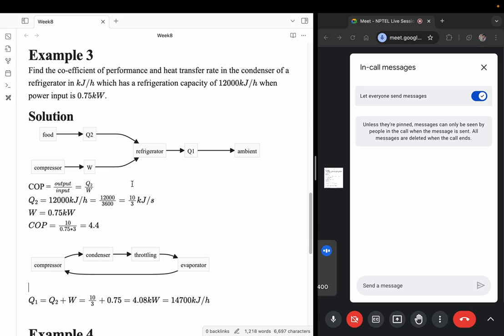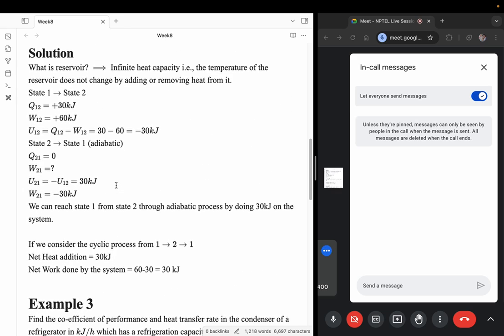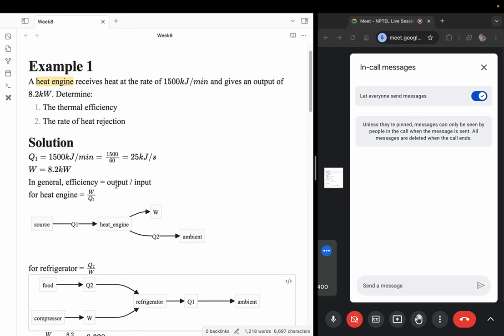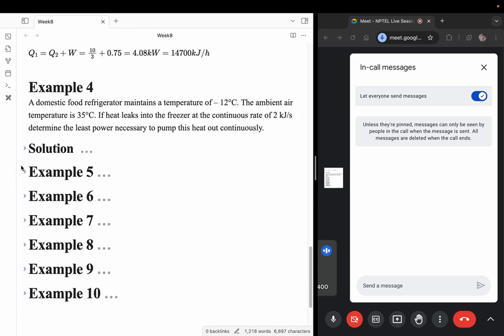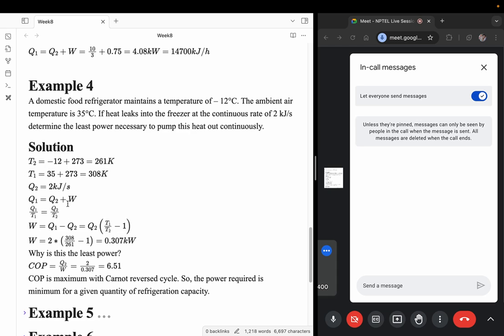Up until now we just had one equation, and that is just the energy balance: delta Q equal to delta U plus delta W. We just have one equation, but now we have one more additional equation that we will see in this problem. So up until now we just have this one energy balance equation.